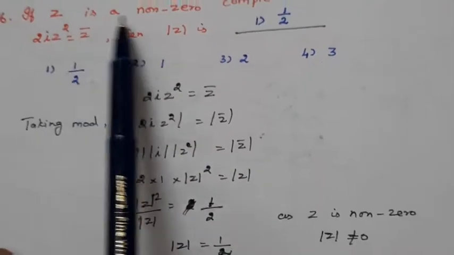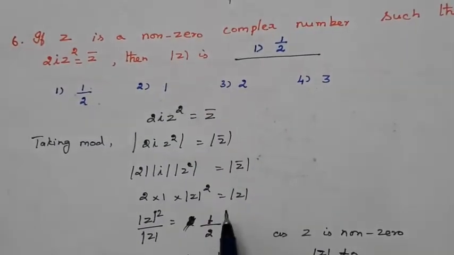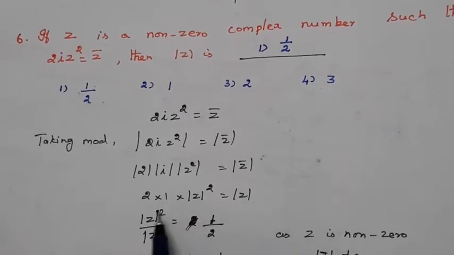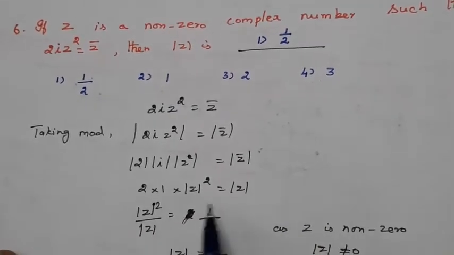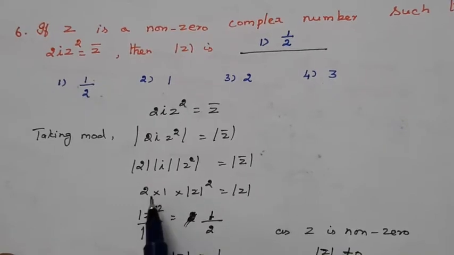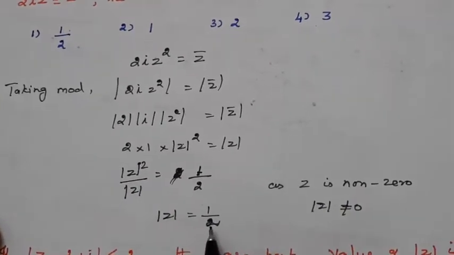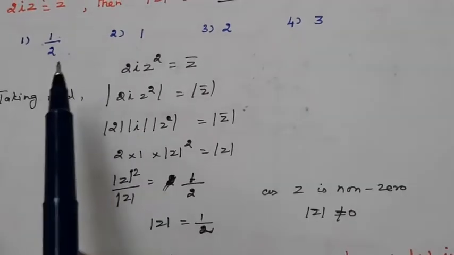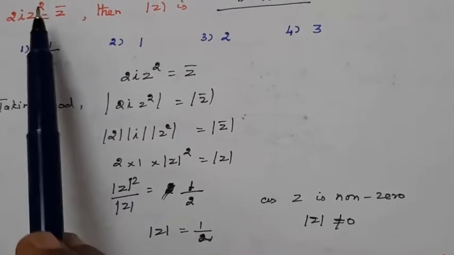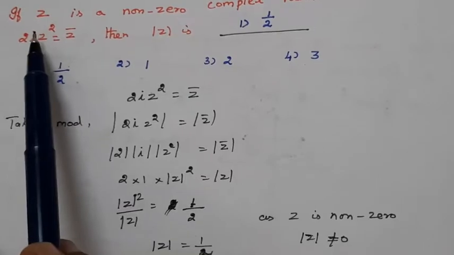As z is a non-zero complex number, modulus of z will not be equal to 0. So dividing throughout by modulus of z, we have modulus of z squared by modulus of z is equal to, moving this, 1/2, and hence modulus of z is equal to 1/2. So option 1 is the answer for this question 6.